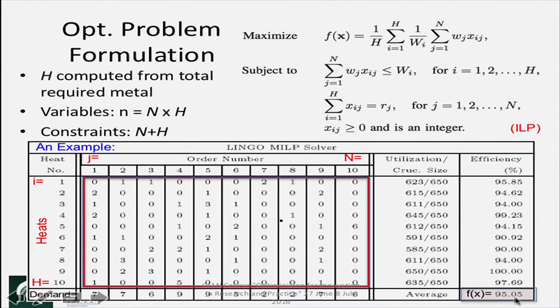So this is the average metal utilization you have when you have completed all 10 heats. Is that clear? So that's what this is saying, a weighted sum of all the XIJs. It's a linear function of XIJ, right? All these are constants. This is a linear function. There is no XIJ square or anything.